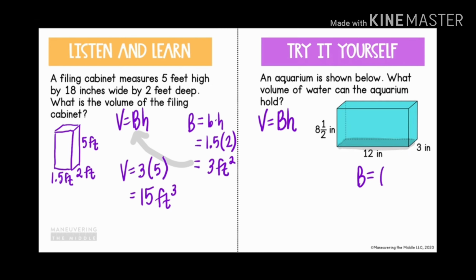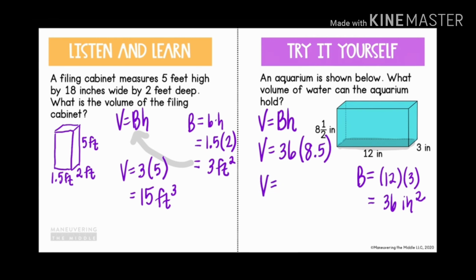12 inches by 3 inches, which gives me 36 inches squared. I'm going to go back to my original equation. I know now that the area of the base is 36 inches squared. And I know the height of my aquarium is 8.5. I know that 8.5 can be represented by 8 5/10, and that's a little bit easier to work with. So now I can do my math and see that the volume of my aquarium is 306 inches cubed.